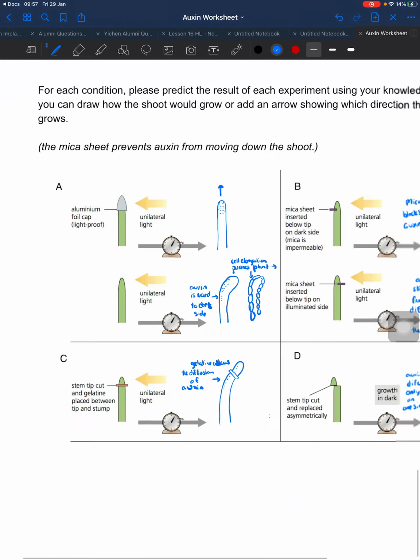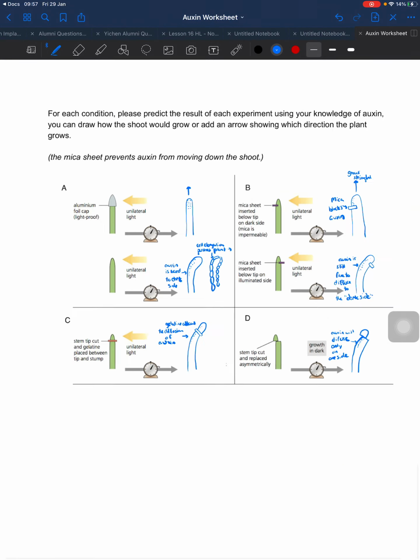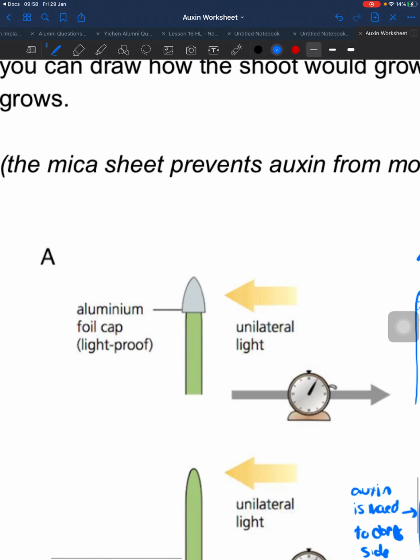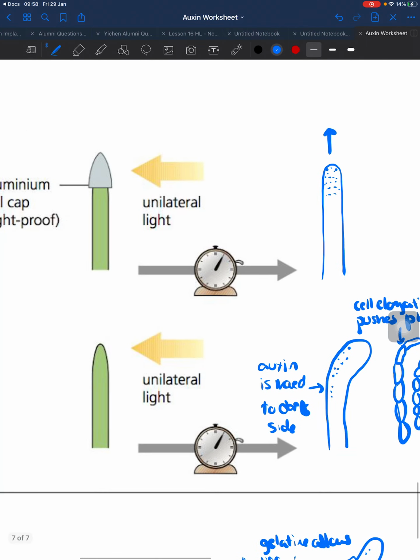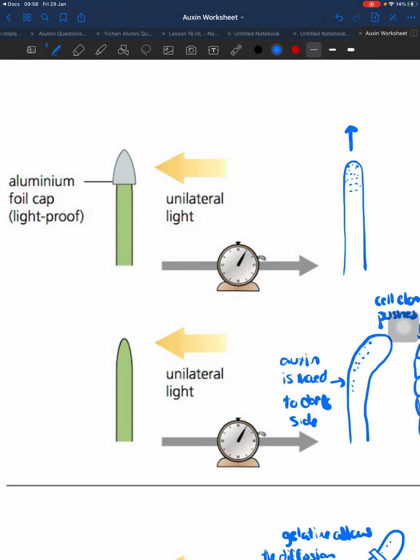Okay, so then what does that mean for this worksheet, right? This is a series of different experiments that scientists have done looking at the roles of auxin. One thing they do is put a little aluminum cap on the top of a growing stem, and they're shining unilateral light, so the light only shines from this direction. And then they wait some time.